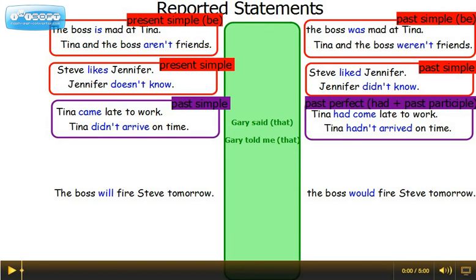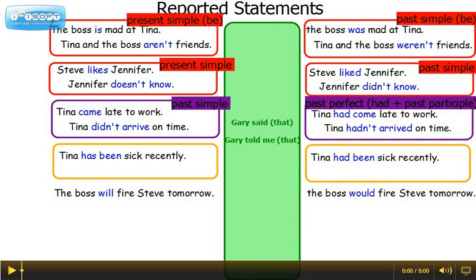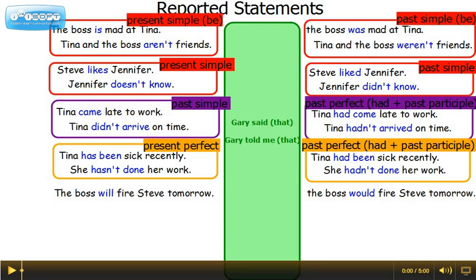Here's an example in the negative. Didn't arrive. Gary told me Tina hadn't arrived on time. There is another verb form that becomes the past perfect. Here's an example. Tina has been sick recently. Gary said that Tina had been sick recently. This is the present perfect, and it becomes the past perfect in reported statements. So both the past simple and the present perfect are reported as the past perfect. Here's a negative example. Hasn't becomes hadn't.